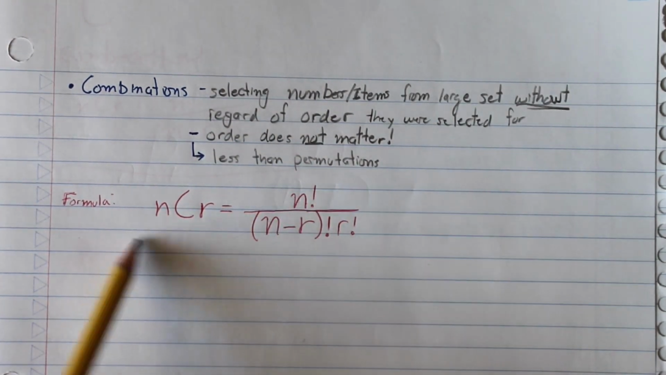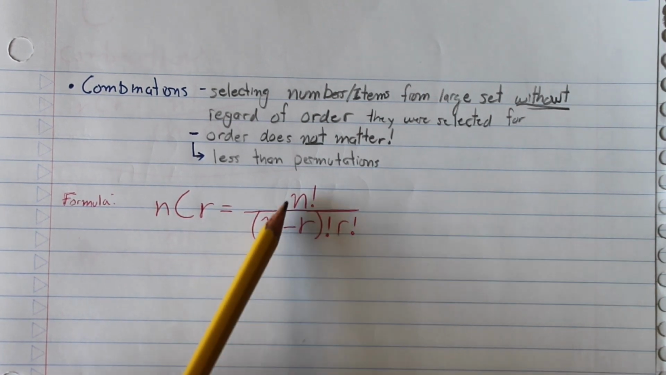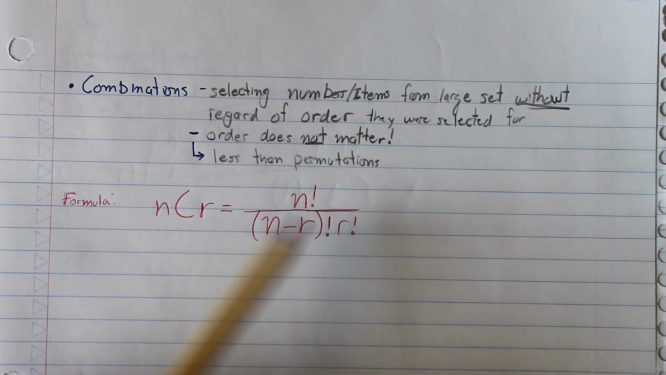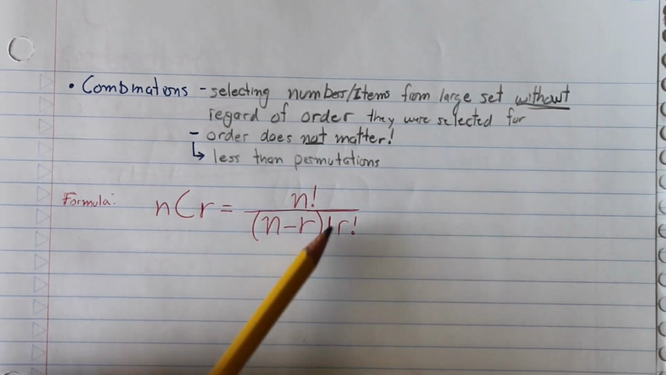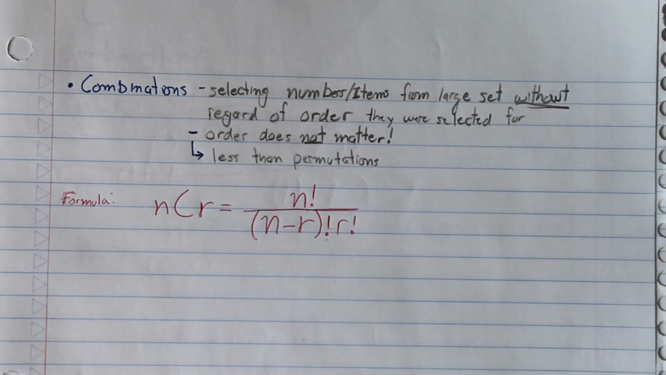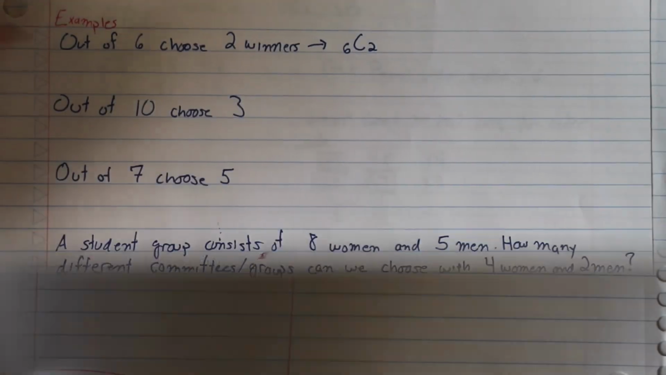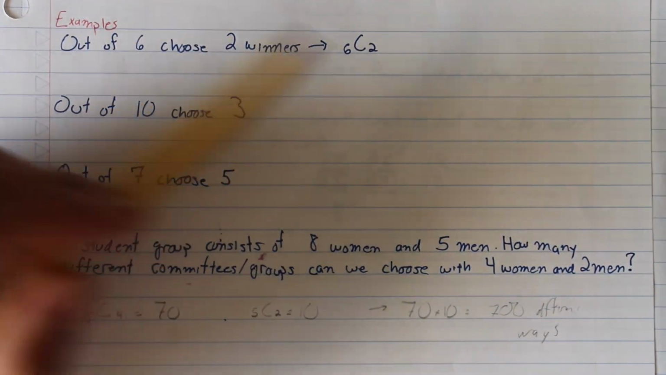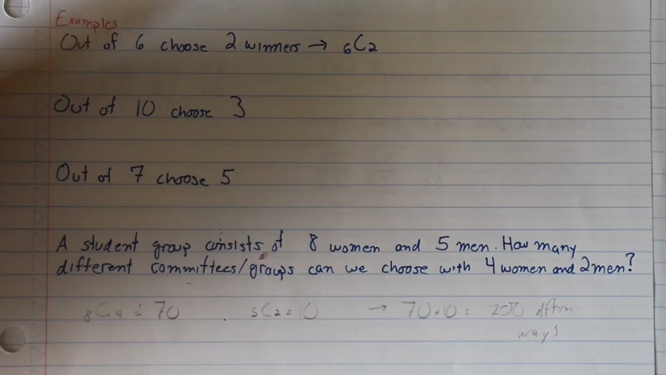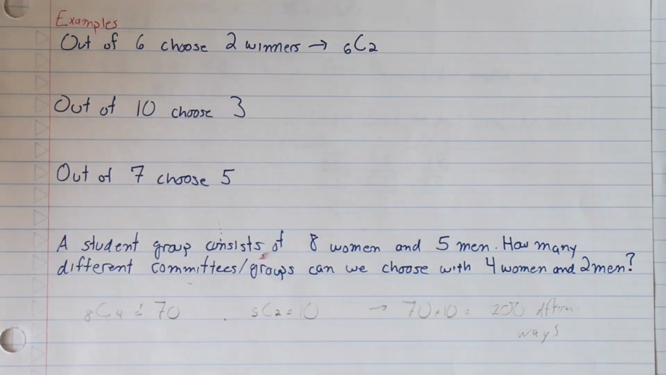So here's the formula for it. It's a little bit different, as we can see. nCr equals n factorial over (n minus r) factorial, same as the other one, but that's going to be times r factorial. Okay, so let's get into it. All right, so here are some examples. Out of 6, choose 2 winners. So this is an easy combination example, so this is going to be 6C2.